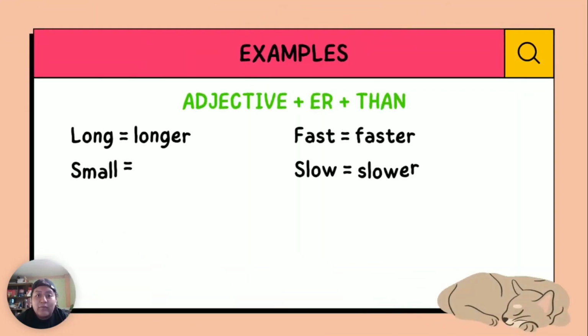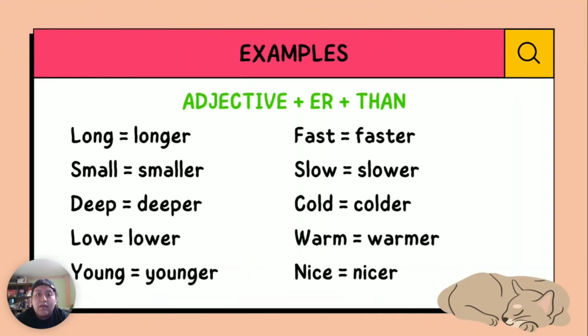And here we have more examples. Remember, one syllable adjective plus er plus than. Long, longer. Small, smaller. Deep, deeper. Low, lower. Young, younger. Fast, faster. Slow, slower. Cold, colder. Warm, warmer. Nice, nicer.